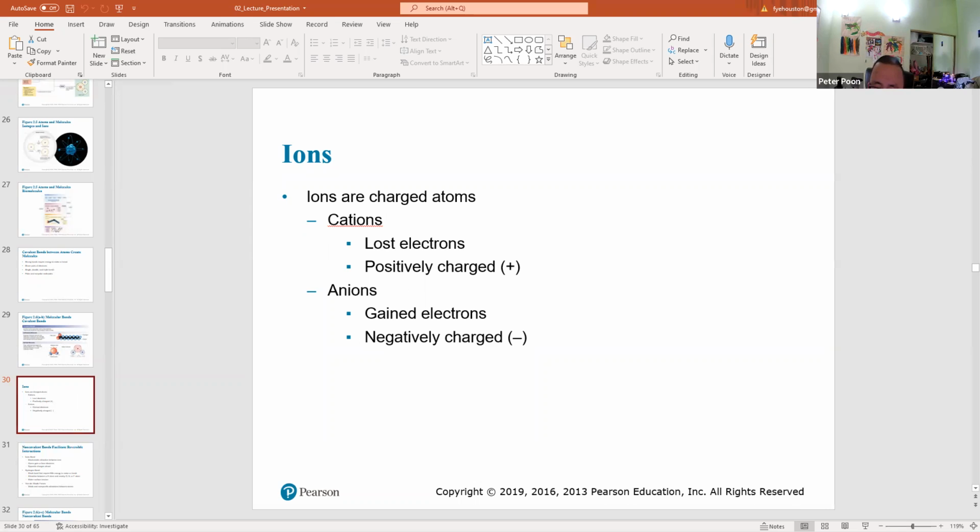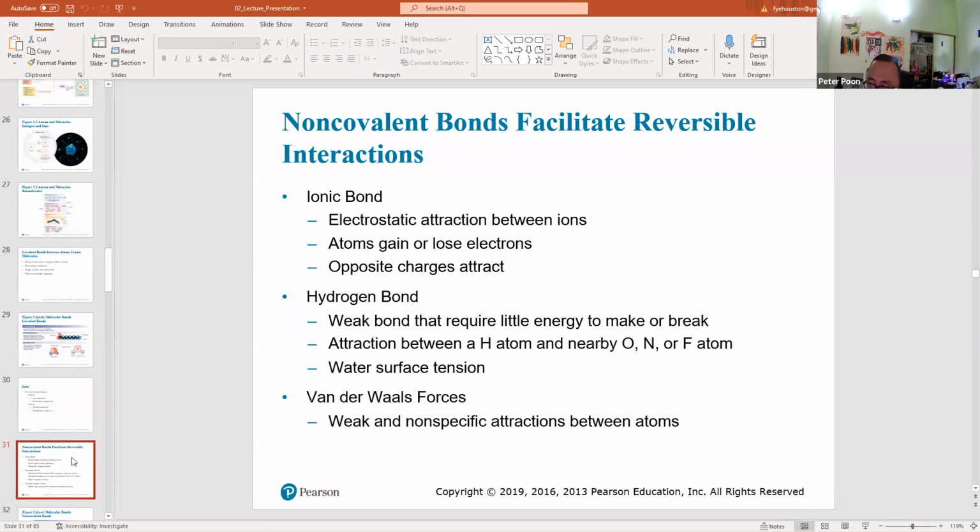Ions are charged atoms. We've already talked about that. Non-covalent bonds are much weaker. They're about an order of magnitude weaker than covalent bonds, which means they're about 1/10 the strength, which means they're easier to make and they're easier to break.